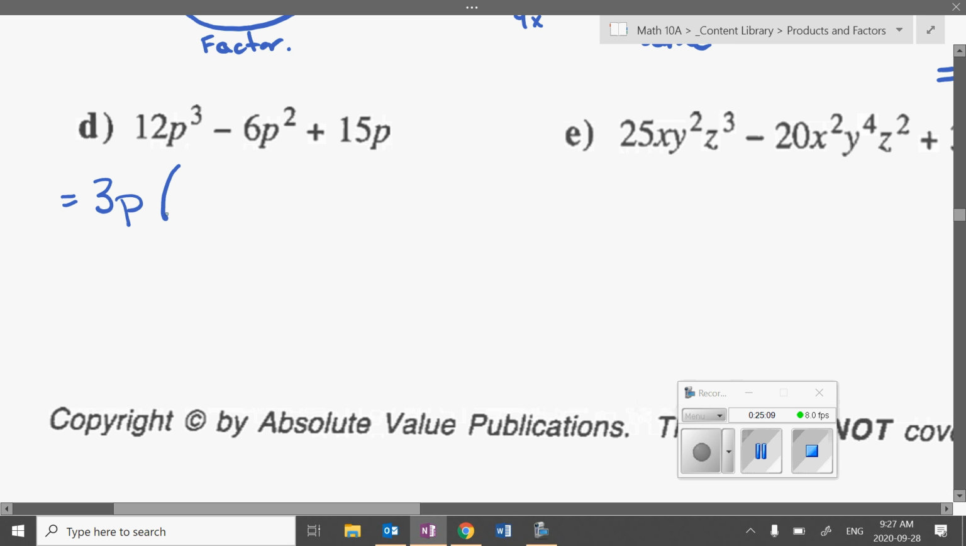So what do I have to multiply 3p by to get me to that 12p cubed? I'm going to get 4p squared. To get to 6p squared, I have to multiply it by 2 and a singular p. 3 times 5 gives me the 15, and my p takes along.